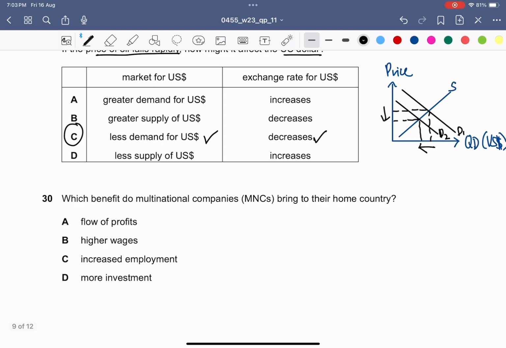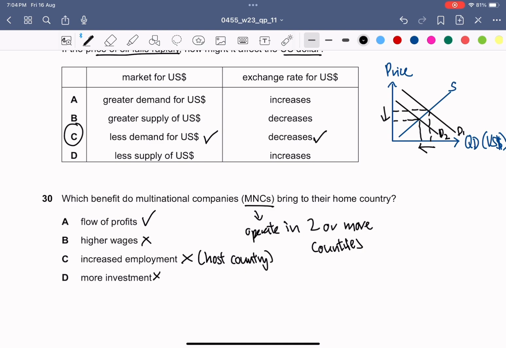30. Which benefit do MNCs bring to their home country? So MNCs are companies that operate in 2 or more countries. A. Flow of profits. Yes, MNCs send their profit back to their home country. B. No, not higher wages. C. Increase employment. Also no, because this will increase the employment in the host country. D. Also no, it will increase the investment in the host country.